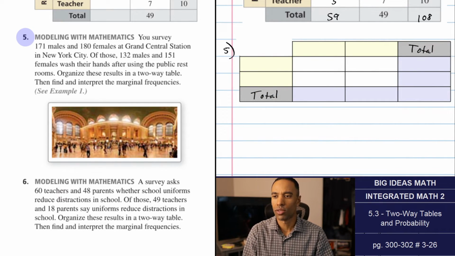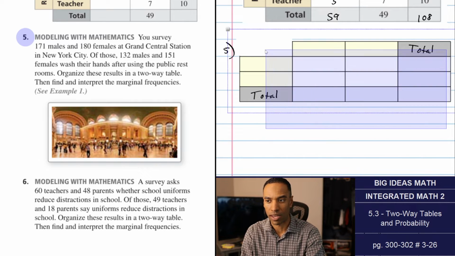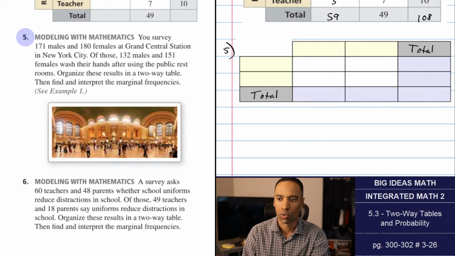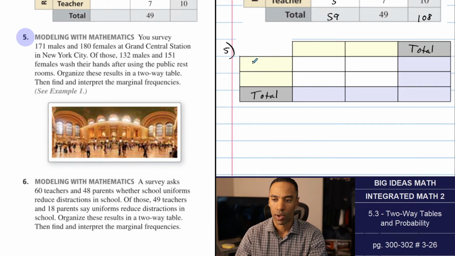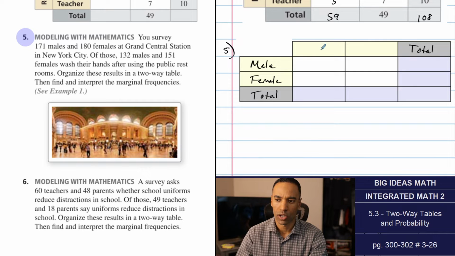Total and total. The only thing I don't have are the actual categories by name, just how they're separated. So like there's one set that'll be gender. So I can do like male and female. And then it's about washing your hands versus not. Wash hands and no wash hands.